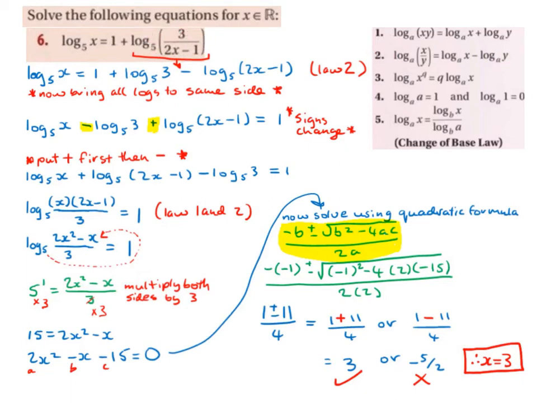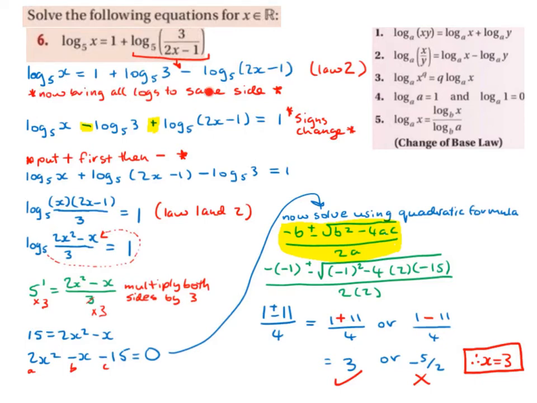using law 2 of our log laws to be log base 5 of 3 minus log base 5 of bracket 2x minus 1 bracket. So we're going to bring down the log base 5 of x, bring down the equals, bring down the 1 and the plus, and then change log base 5 of 3 divided by 2x minus 1 to log base 5 of 3 minus log base 5 of 2x minus 1.